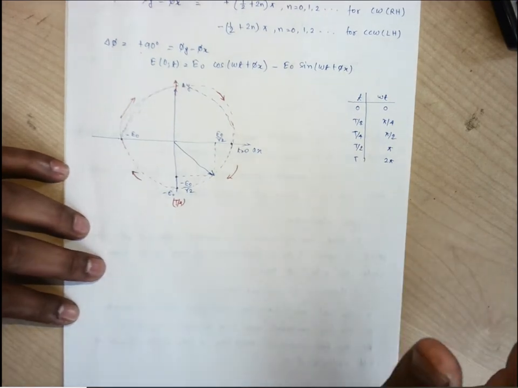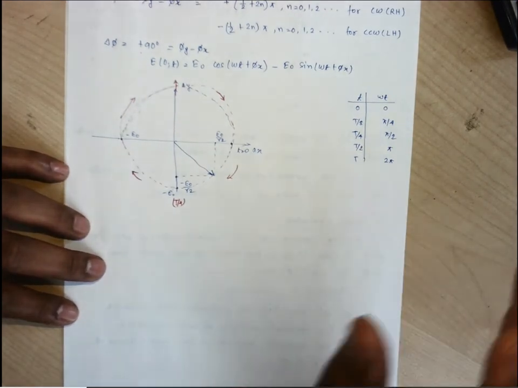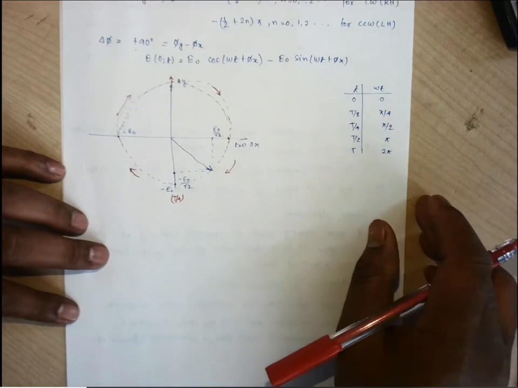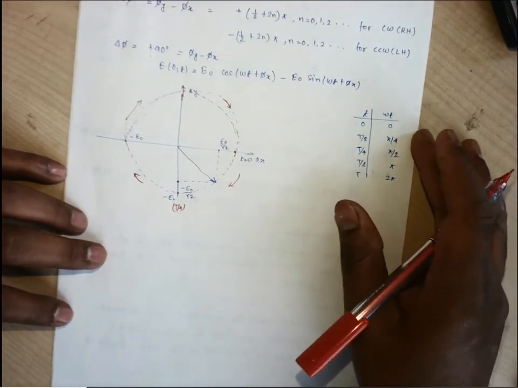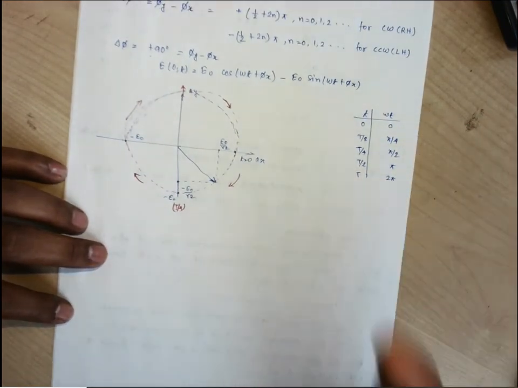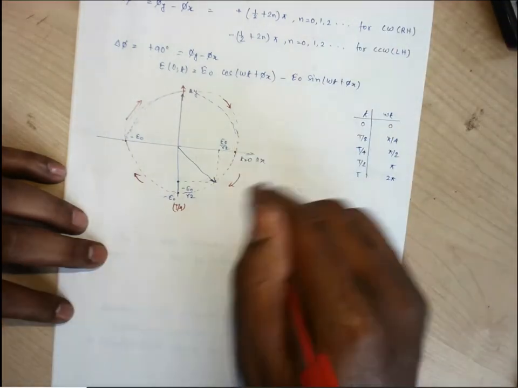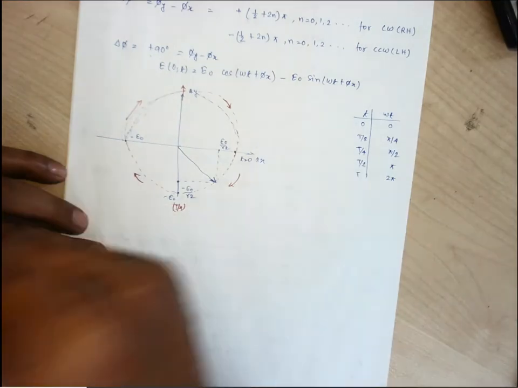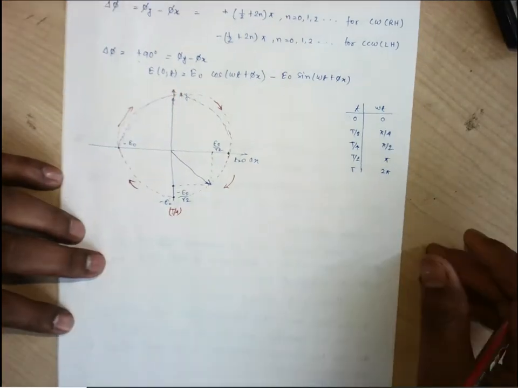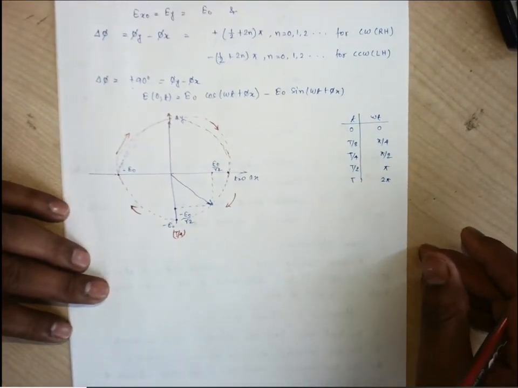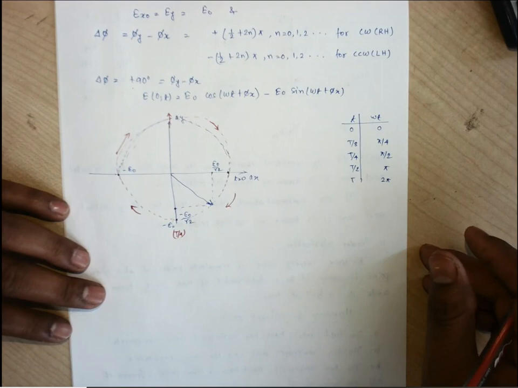Clear? Any doubt on this? You need to understand this one very carefully, because it is completely dependent on the propagation direction. If it is minus z, this is the condition. If it is plus z, the condition will be opposite. Any doubt? Anyone having any doubt?